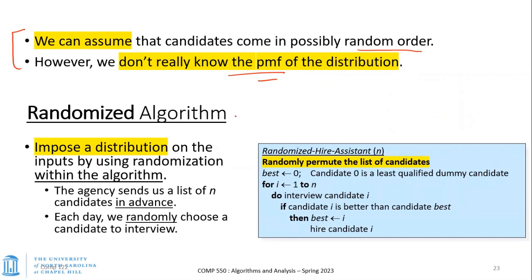So the randomized algorithm basically says, well, all we'll do is take the original algorithm and make some changes. Now the agency has to send us the entire list of n candidates in advance. Then we're going to have our own random number generator, and we're going to use it to make sure that the candidates are now uniformly distributed. So the same algorithm as before, all we've done is, and in every randomized algorithm this is all we're going to do, we're going to randomly permute all the inputs.